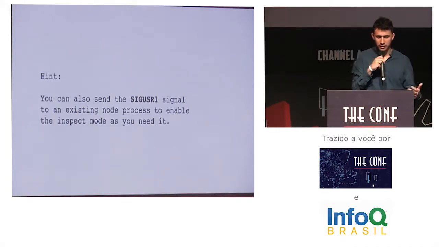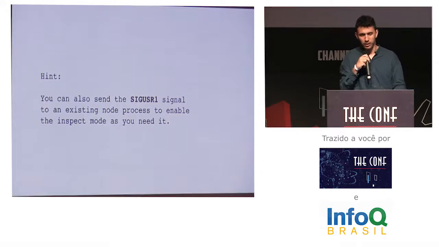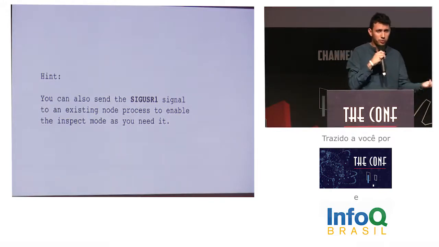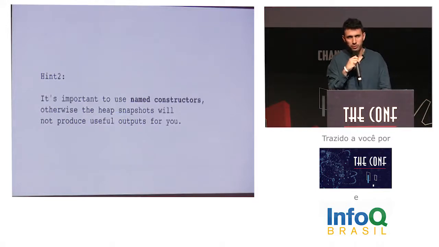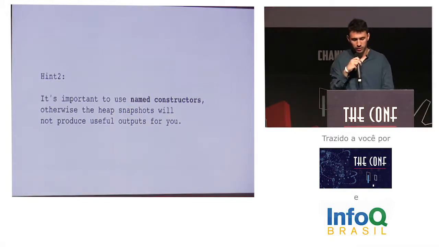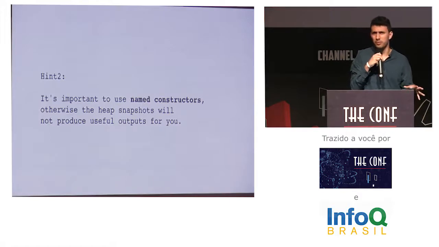You can also send this signal to an existing node process to enable inspection mode. And the second hint here is very important: name your functions or constructions or closures. Otherwise, the heap snapshots will not produce useful outputs for you. But this leak is very simple to debug.